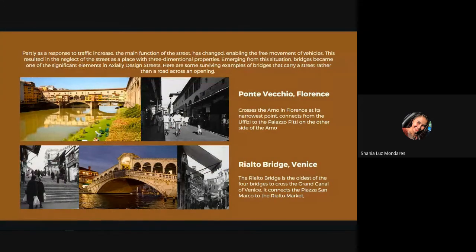With that being said, we will not be focusing on those outstanding examples mentioned by Moughtin, but rather on specific elements that make up a good street. So next slide.